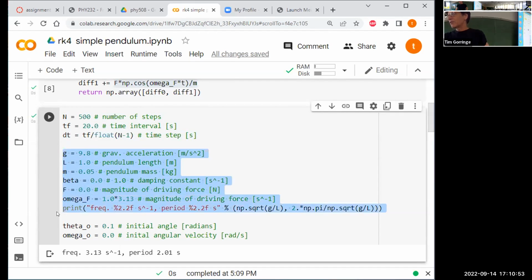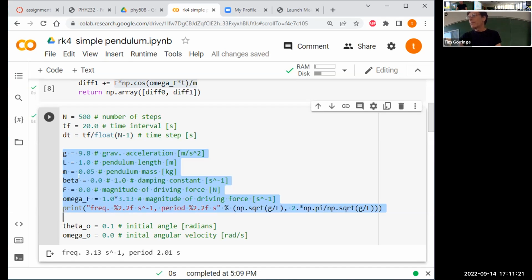Okay, then I'm going to just feed in some parameters of the damped-driven pendulum. That's this next little section here. So obviously the acceleration of gravity, the length of the pendulum. I'm just going to keep that as a 1 meter long pendulum. The mass of the pendulum bob, I made it 50 grams or 0.05 kilograms. And then I've got the parameters of the damping and the driving forces.